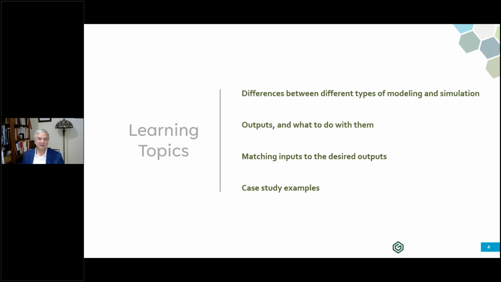Learning topics. Before we get into the case studies, I do want to talk about the different types of modeling and simulations. There's a few slides that have definitions on them. We'll go through those relatively briefly. Secondly, a few slides about the types of outputs that we can get out of these simulations. Next, matching those inputs, and what you need to provide to a simulation for it to run effectively and give you the results that you're looking for. And then we'll get into the two case studies.